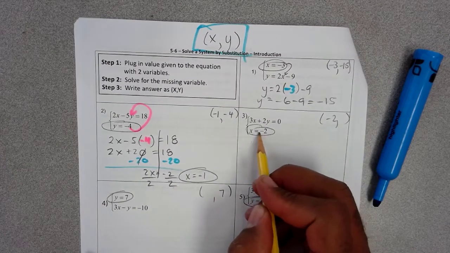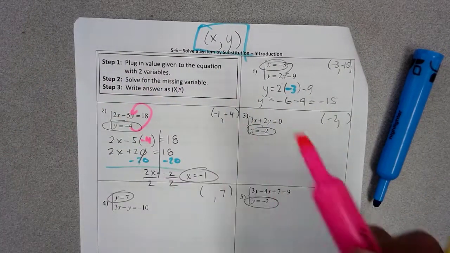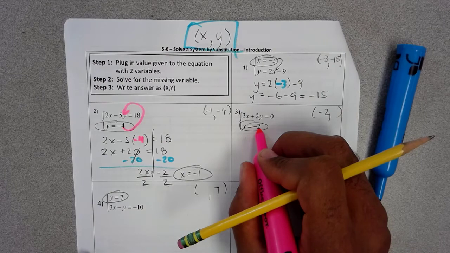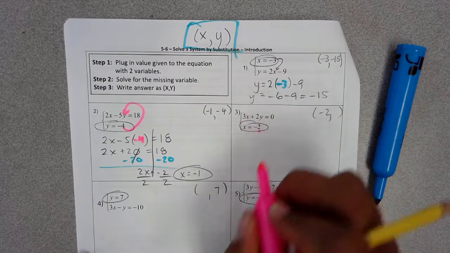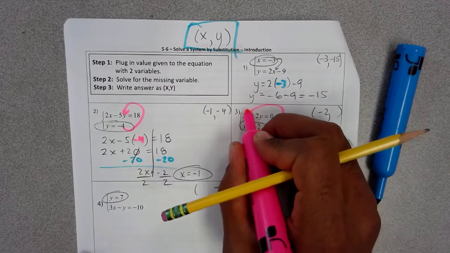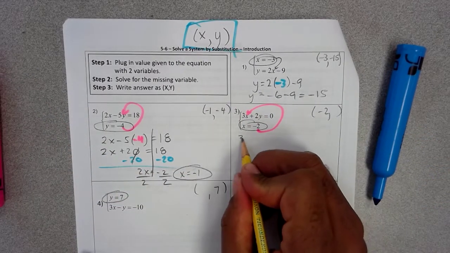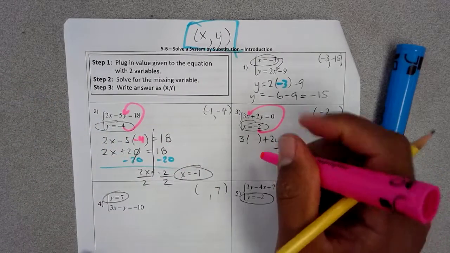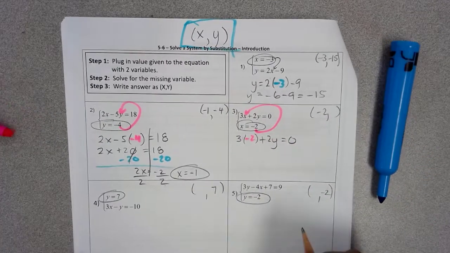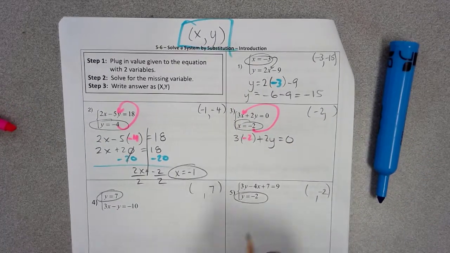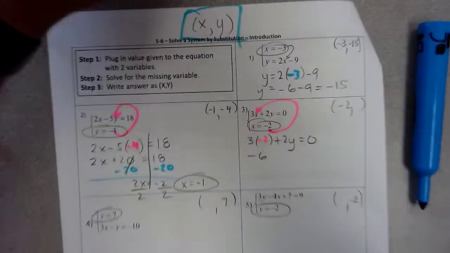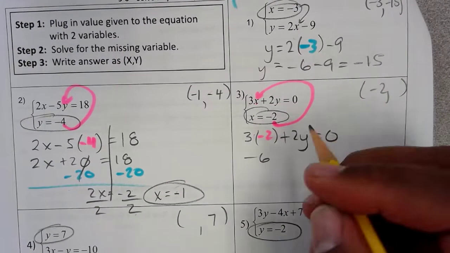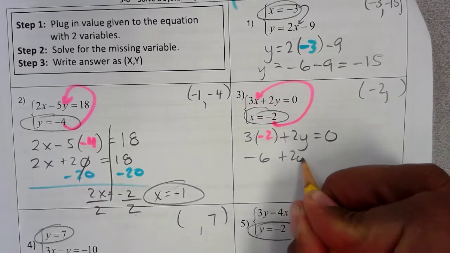Okay, same thing here. -2. Where are we plugging this one in? Naris, where do I put that one? I plug it here for X or for Y? X. X equals -2. Plug it into X. So 3, I'm going to leave space right there, and then the -2 goes right there. Okay, so 3 times -2 is -6. Let me zoom in a little bit so y'all can see that a little better. There you go. Then plus 2y equals 0.